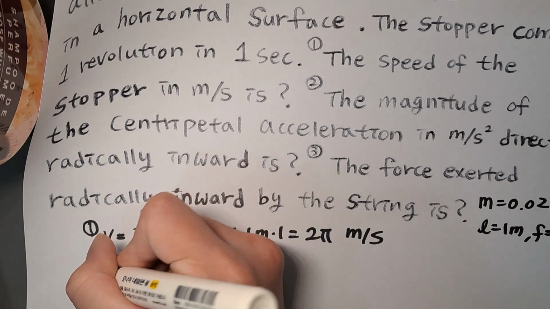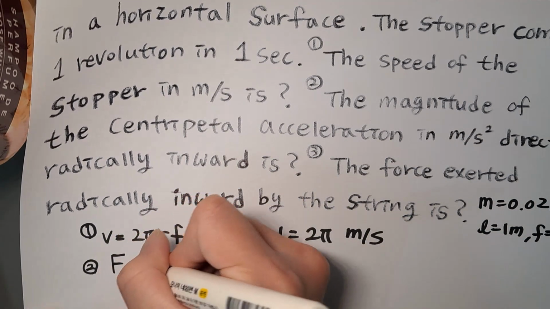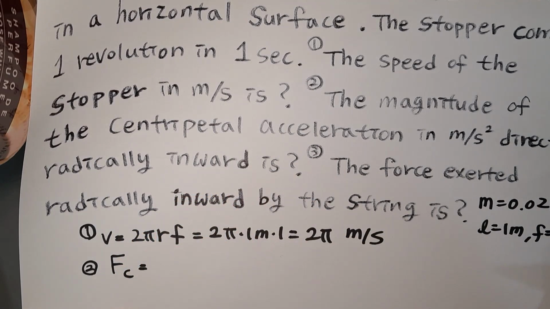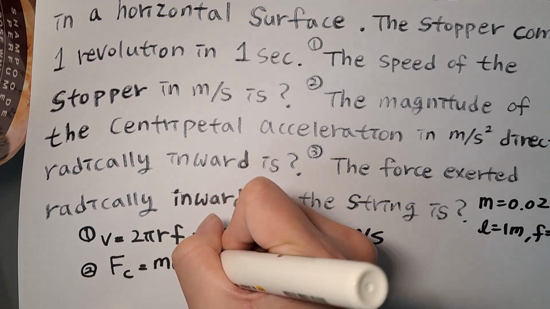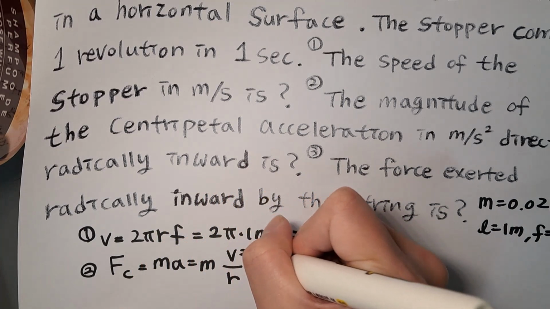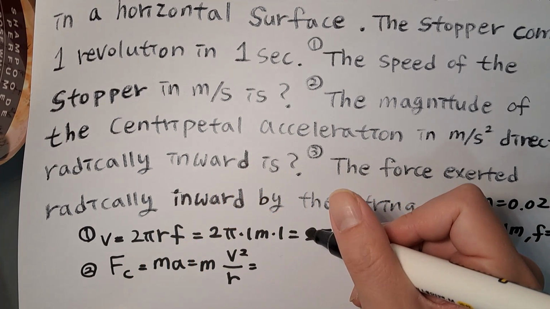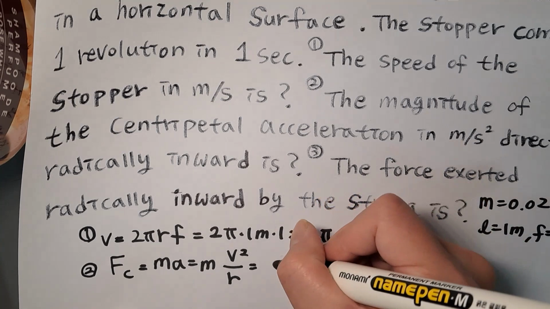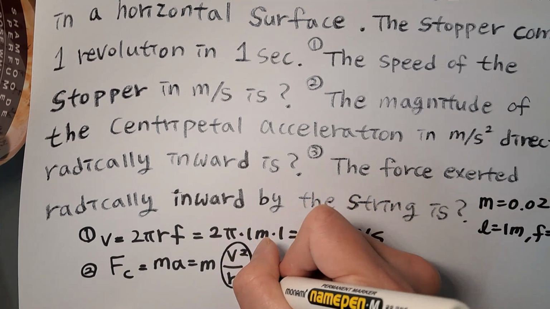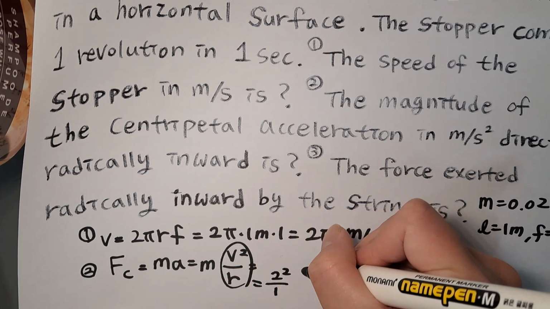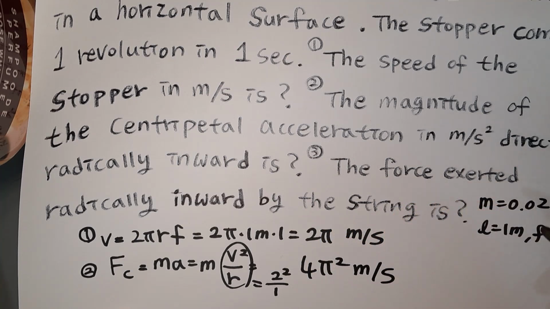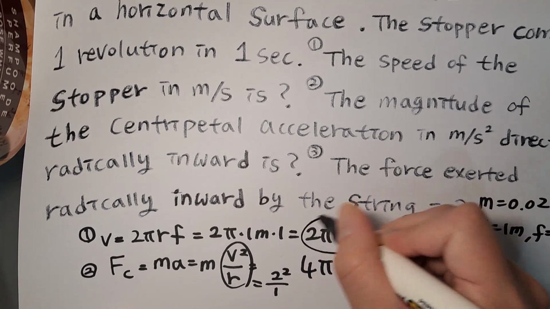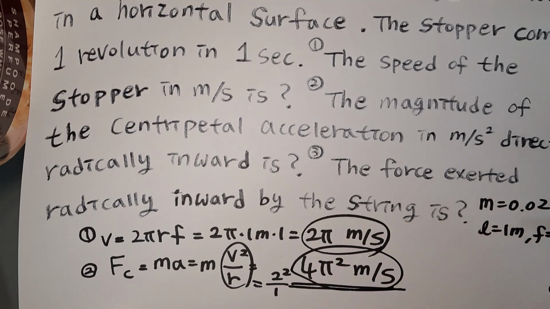And secondly, we are going to find the magnitude of the centripetal acceleration. So 4 pi squared meters per second squared is going to be the second question's answer.